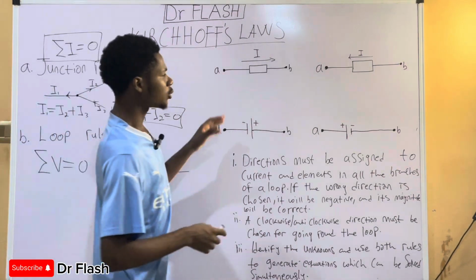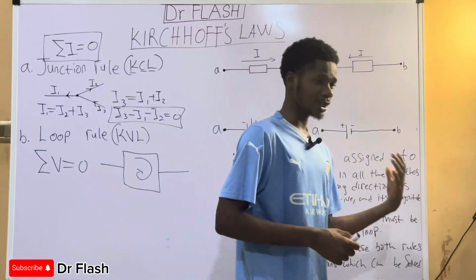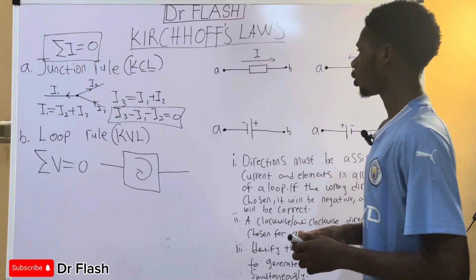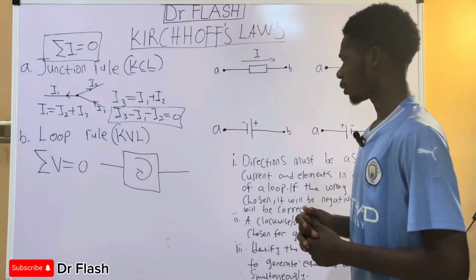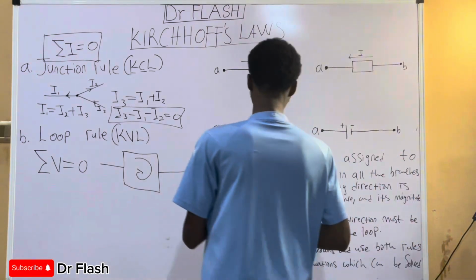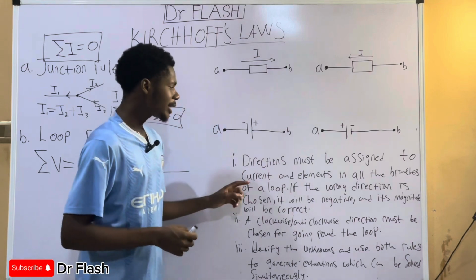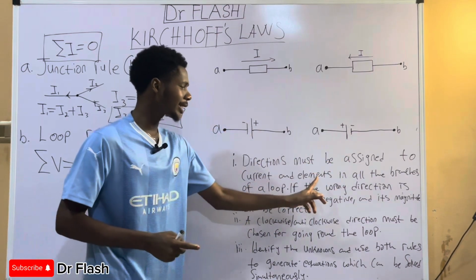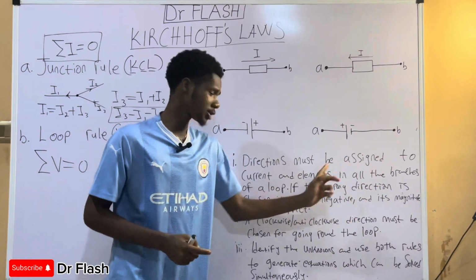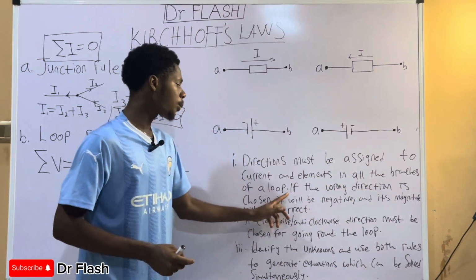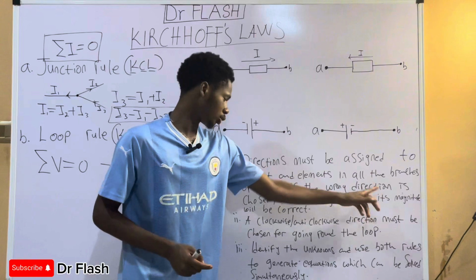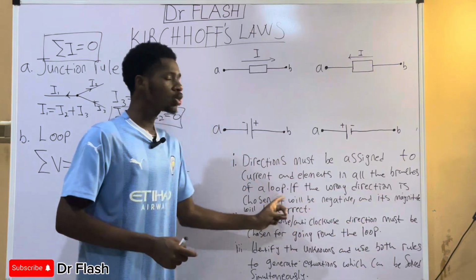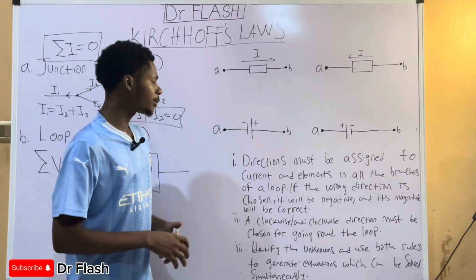It is important that we take note of everything we have on this other side of the board, to get a very good understanding of what Kirchhoff's law talks about and how we can solve problems with it. Here it says that directions must be assigned to current and elements in all the branches of a loop. If the wrong direction is chosen, it will be negative and its magnitude will be correct. Now what do we mean by this?